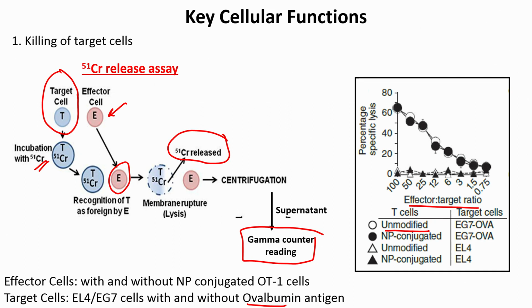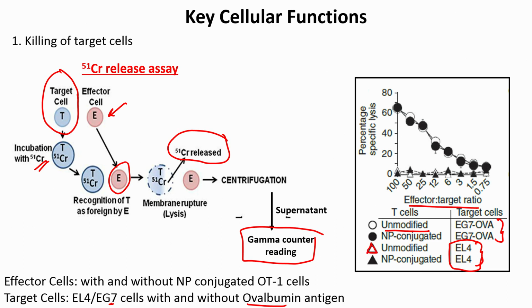So, they have used two target cells, one is EL4 and another is EG7. The EG7 is expressing ovalbumin, EL4 is not expressing ovalbumin. So, you would expect, if this is specific, that the EL4 do not lyse at all, whereas the EG7 go ahead and lyse. The triangles are EL4.